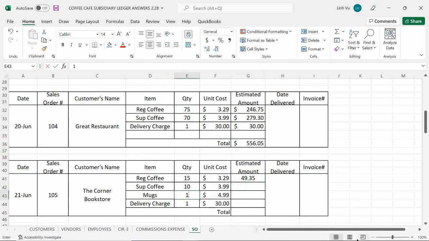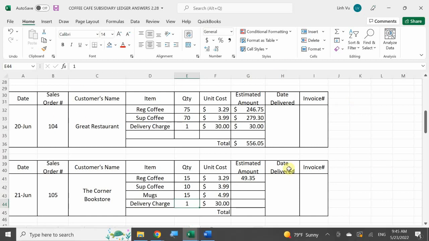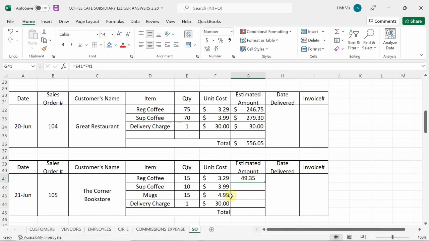So, okay. And one delivery charge for $30. So in this case, right? How much is going to be my Supreme Coffee? By 39.9. And then the ceramic coffee mugs? It's 15 by 4.99, 74.85. And then delivery charge?